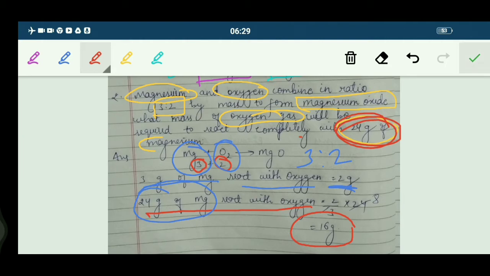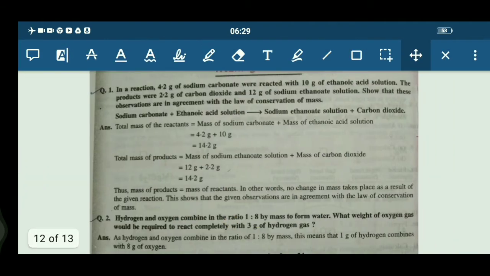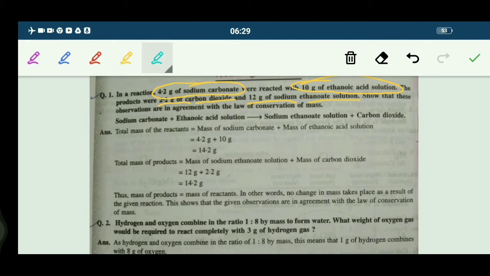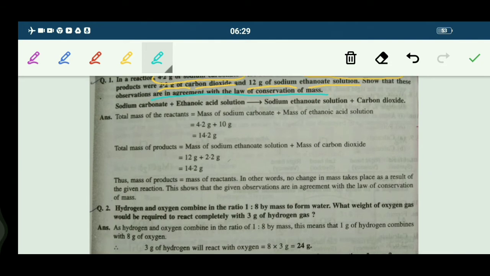Now moving on to the next one. In a reaction, 4.2 gram of sodium carbonate was reacted with 10 gram of ethanoic acid solution. The products were 2.2 gram of carbon dioxide and 12 gram of sodium ethanoate solution. We need to show that these observations are in agreement with the law of conservation of mass. Earlier also we have done the same question, only the compounds were different. So sodium carbonate plus ethanoic acid solution are the reactants. They react together to give the products, sodium ethanoate solution and carbon dioxide.